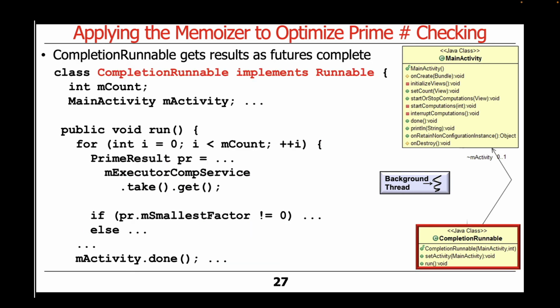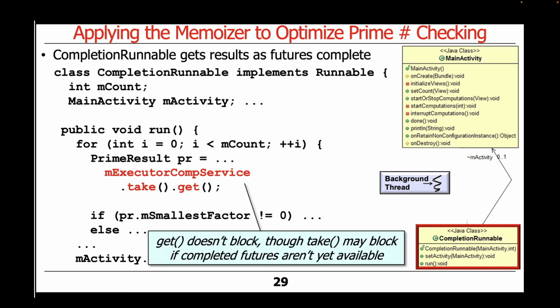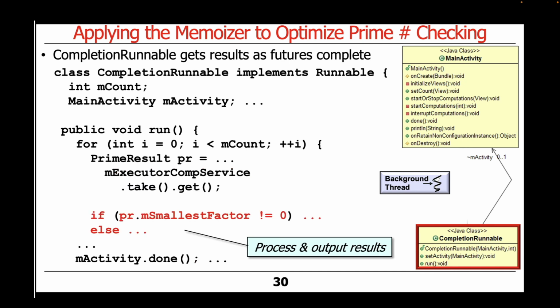Here's the completion runnable class. It implements Runnable, and it's got a run method. What the run method does should look very familiar to what you did for assignment 3A, where you just have a loop that iterates for the number of operations that you set out, which in this case is the number of random numbers you're checking for primality. And for each one, we call take, followed by get. Remember, get doesn't block, but take may block if there's nothing in the completion queue yet. So take will block till it's got something to work with in whatever order it happens to occur. And then get is going to get the result. That stores it in the prime result, and then we go ahead and print the results out. Remember, that's running in the background.